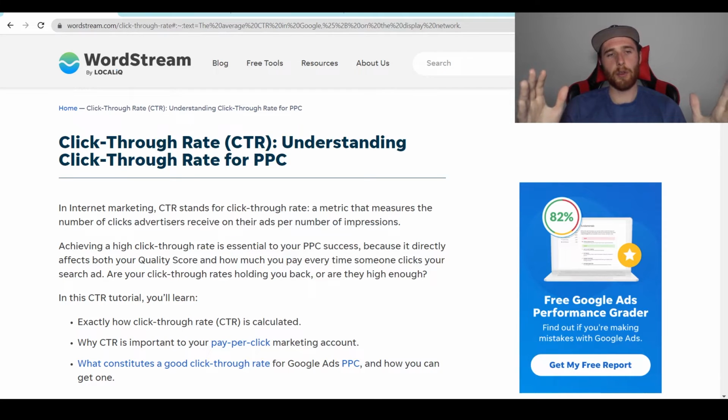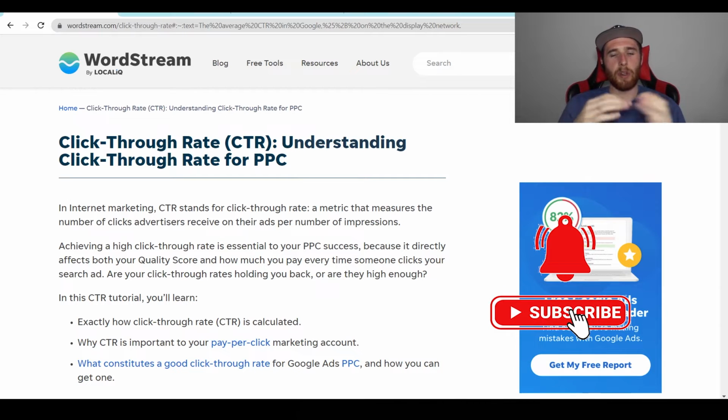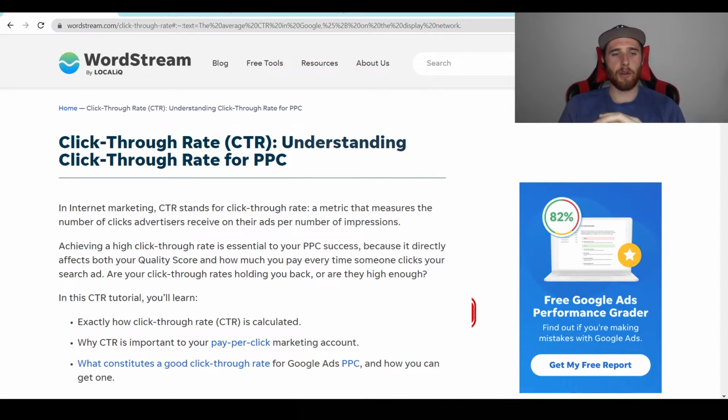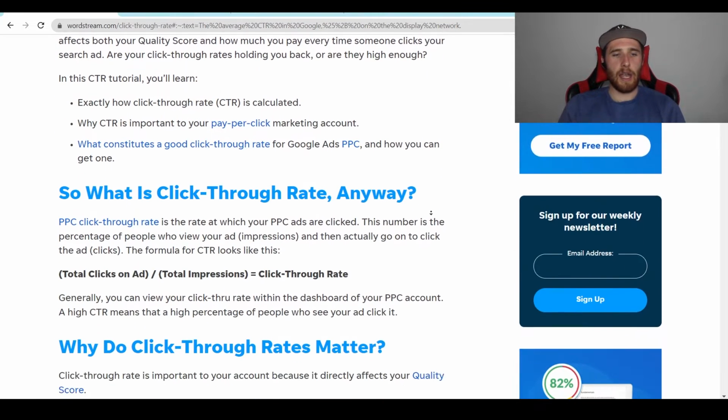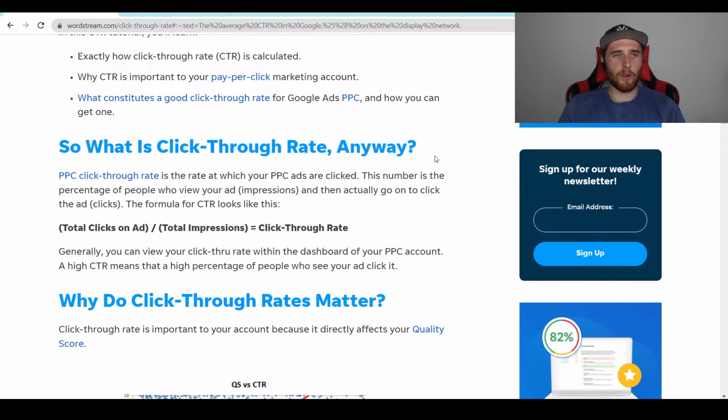In today's video, I'm going to walk you through click-through rate, what your click-through rate should be, what it is, and really why you should try to maximize your click-through rate. So first off, what is a click-through rate inside Google Ads? And I found this awesome article on wordstream.com. They're absolutely fantastic. You should check them out.